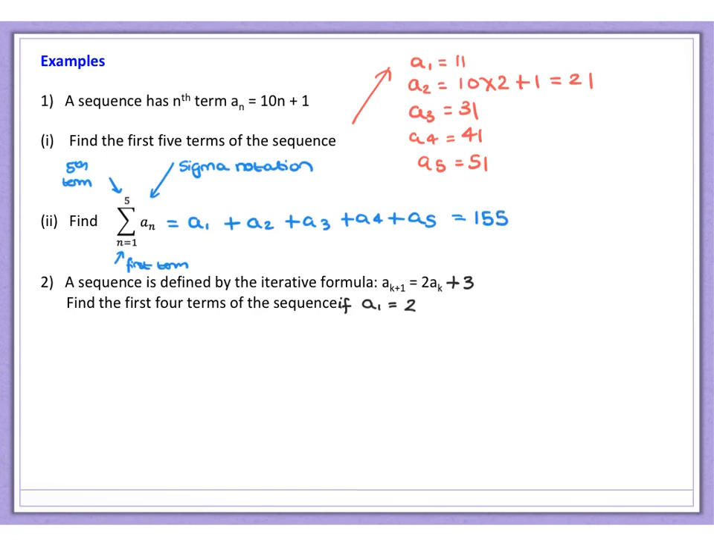So, example 2. A sequence is defined by an iterative formula, which we're given here. We need to find the first 4 terms of the sequence if a_1 equals 2. Well, we already have the first term, so that really means we need to find the next 3 terms of the sequence. The iterative formula here tells us that the next term is 2 times the previous term and then add 3. So this means that a_2 will equal 2 times the previous term of 2 plus 3, which gives me 7. a_3 will equal 2 times the previous term of 7 plus 3, which gives me 17. And a_4 will equal 2 times the previous term of 17 plus 3, which gives me 37. And I have my first 4 terms of the sequence.